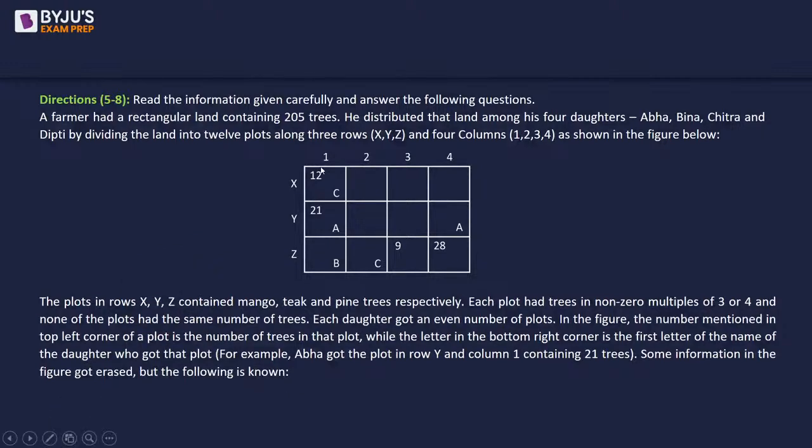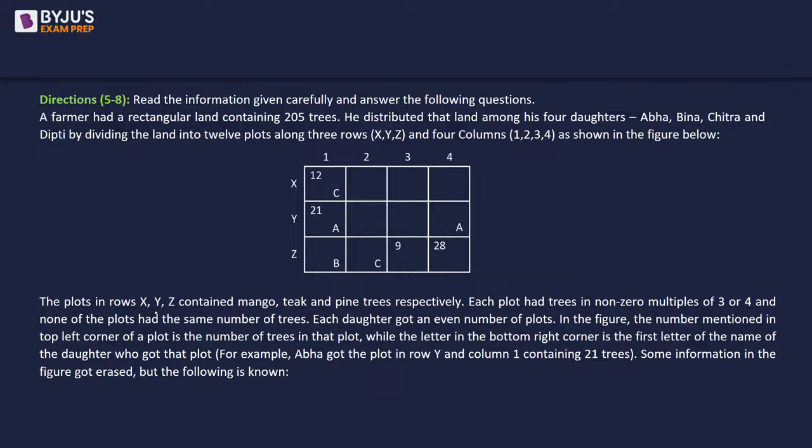A farmer had a rectangular land containing 205 trees. He distributed that land among his 4 daughters, A, B, C, and D, by dividing the land into 12 plots along 3 rows, X, Y, Z, and 4 columns, 1, 2, 3, 4, as shown in the table figure. Okay, so we can see that. First column, Y row, A most probably means Abha, and 21 we will have to see what it means.